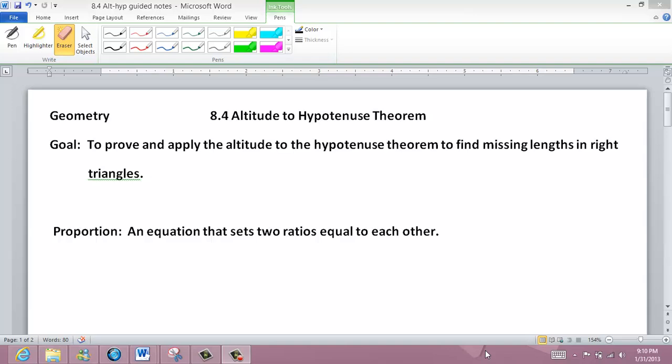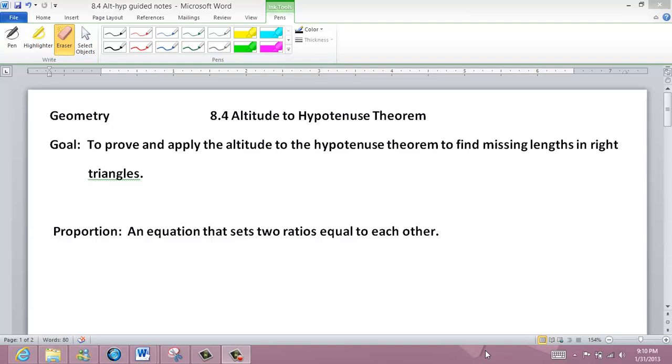Today we're going to be discussing 8.4, which is the altitude-hypotenuse theorem. Now our goal today is basically to prove and apply the altitude-hypotenuse theorem and use it to find missing lengths in right triangles. Now first, before we can do this, we have to discuss two things. One, we need to review what a proportion is. And second, we actually have to discuss what a geometric mean is.